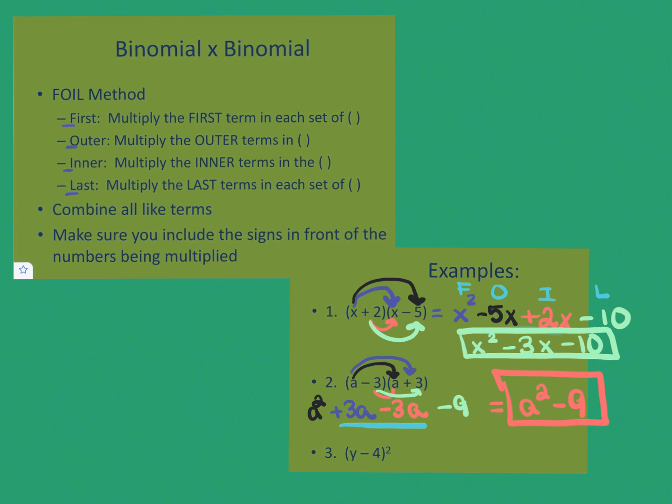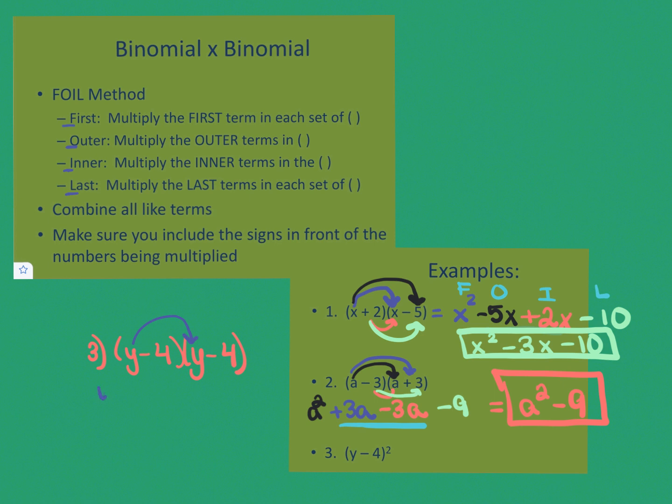And then number 3, I'm just going to do to the side here. So number 3 is y minus 4, and that binomial is squared. So when a binomial is squared, we need to expand it. It's going to say y minus 4 multiplied by itself, y minus 4. And we're going to follow that FOIL pattern again.